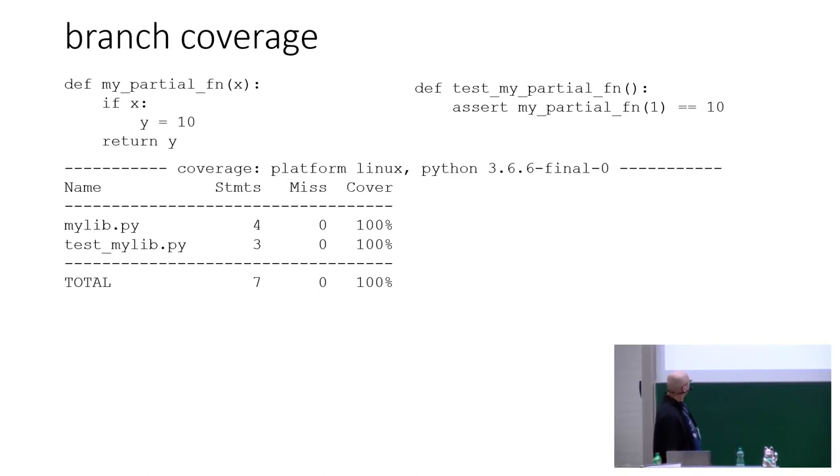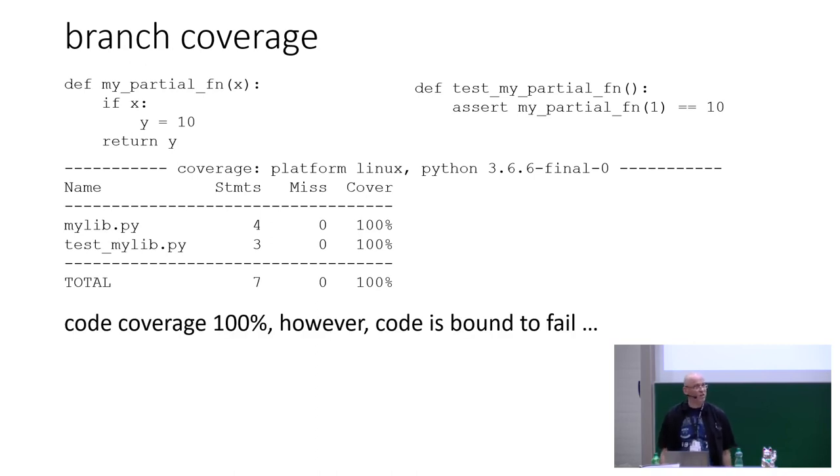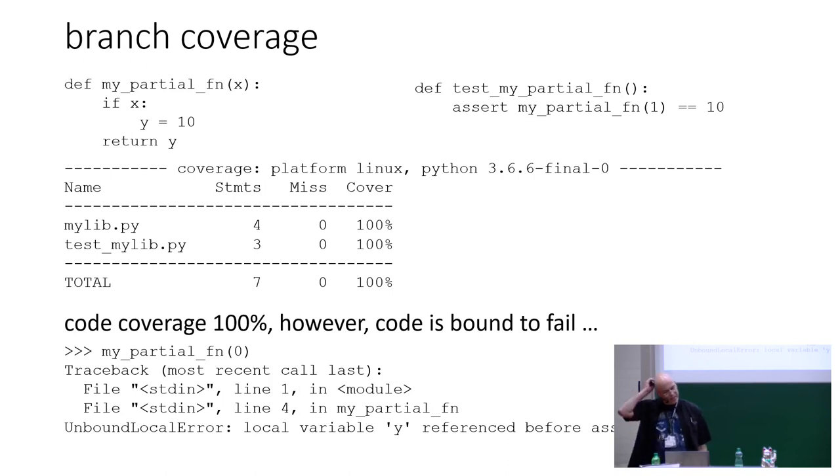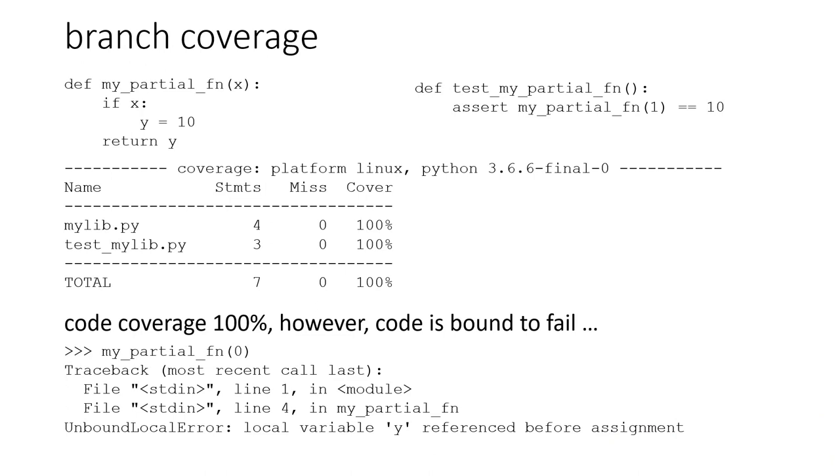Because the path, if x is true, this is the case because 1 is interpreted as true, then set y to 10, and then return the value. It is 100% coverage. However, this code is bound to fail. Because if you would call that with an argument of 0, then Python would say, okay, x is 0, and 0 evaluates to false, then you would never set y to 10, which gives you this error here. So even 100% code coverage isn't enough, unfortunately.